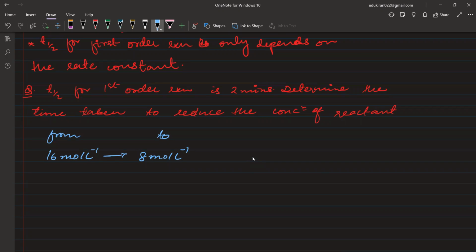T half is given as how much? See, 2 minutes, right? So if we are going to reduce 16 moles to half, how much time will it take? Tell me, guys. How much time will it take? Quickly tell me.